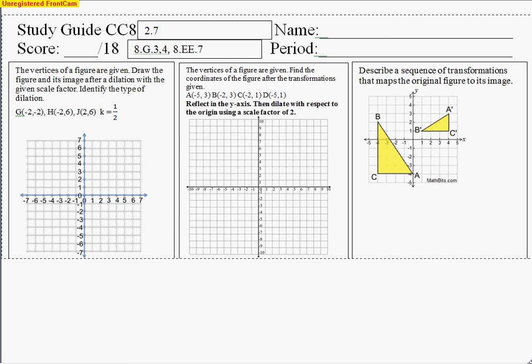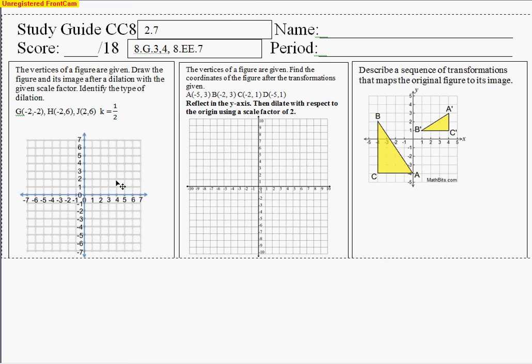These are the solutions for the study guide for Chapter 2, Section 7 for Math 8. Let's take a look at our first problem here. It asks us, the vertices of the figures are given. So these are the vertices. Draw the figure and its image after the dilations.